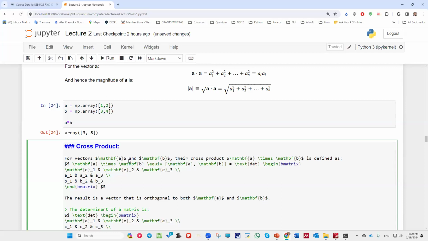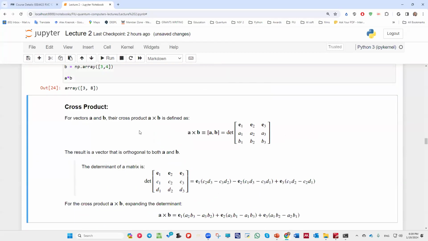Cross product is less important, so let's go through this very quickly. Suppose I have two vectors, and in contrast to the dot product or inner product, which creates a scalar in return, the cross product generates another vector. Let's say I have two vectors A and B. The cross product creates the vector which is orthogonal to the vectors A and B. Okay.